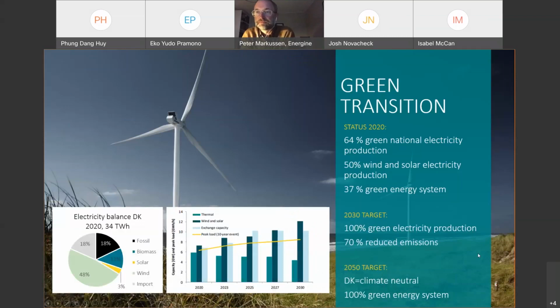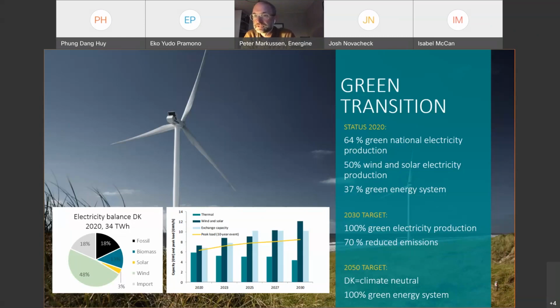And just to give some facts on where we are with our green transition, we today have 64% green electricity in our production, and that is wind, solar, and biomass. Just looking at wind and solar, it's 50%, and 37% green energy system if you also include other use of fossil for transport and other uses than just electricity.